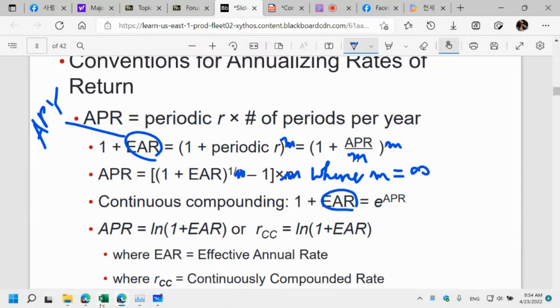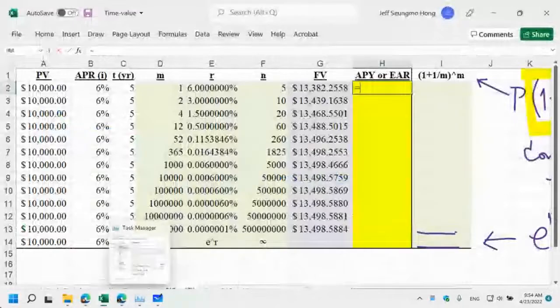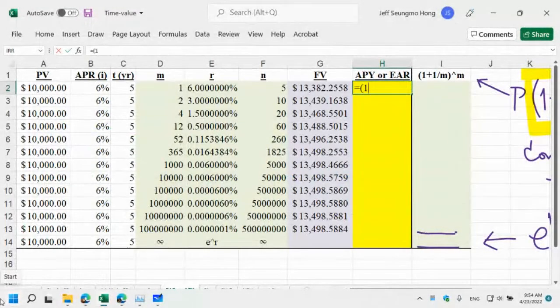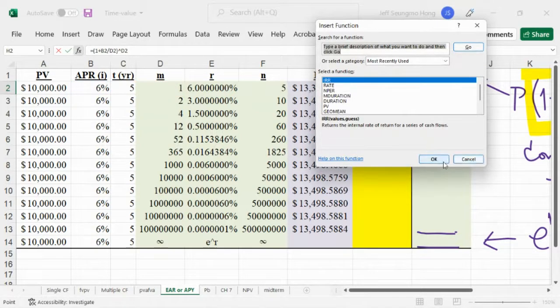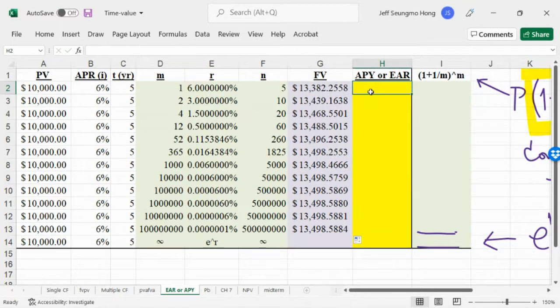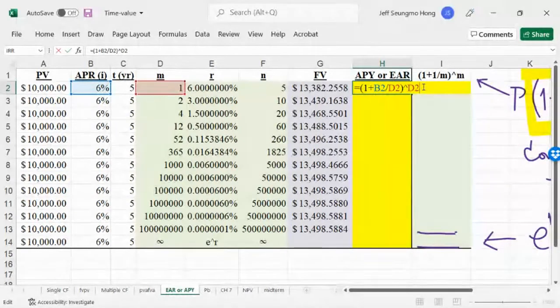So this is what APY is. So then what do you need to do? All you need to do is 1 plus APR over m, raised to m. And of course, when m is 1, it's annual, right? Minus 1, and then minus 1, I'm sorry. Forgot about minus 1.